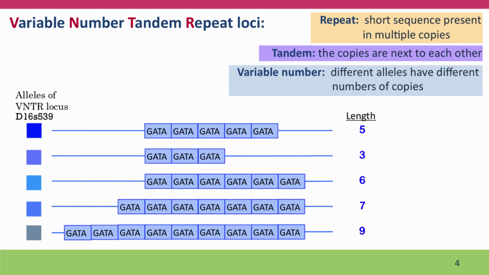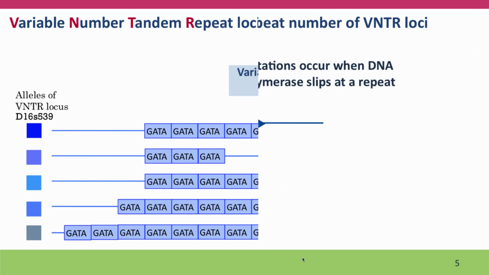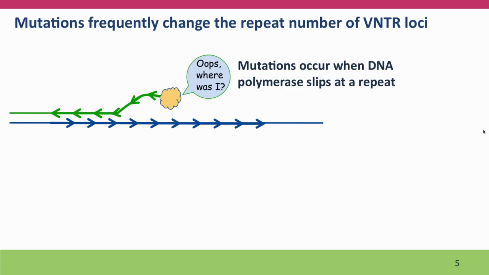So VNTR loci are so variable, they have so many different alleles, because DNA polymerase very often makes mistakes when it's replicating these sequences. And the mistakes that it makes aren't that it puts in the wrong base, but that it puts in the wrong number of copies of repeats. And that's illustrated in the next slide. So here's DNA polymerase replicating DNA that contains a repeat. I've illustrated the newly synthesized DNA in green, and the template DNA repeats are shown in blue.